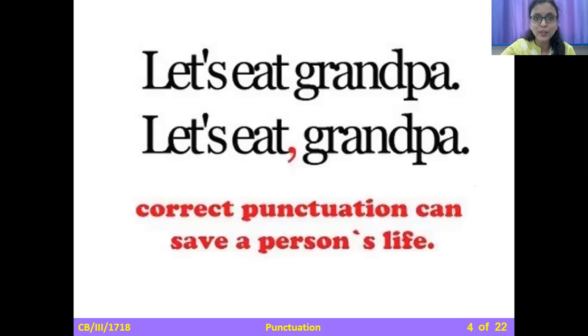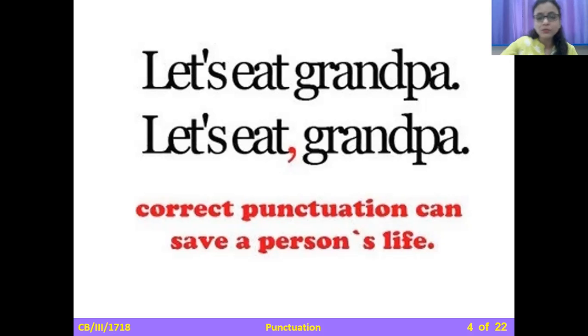Now, before we begin, look at this example. One more example showing why punctuations are important. There are two sentences given. First one, let's eat grandpa. Now look at the second one. Let's eat, grandpa. Which one is giving you the correct meaning? Yes? Right, the second one. The first one, when we read, it feels like we are going to eat grandpa himself. But the second one, we understand that we are calling grandpa for having food, right? One small comma has saved grandpa, isn't it? Yes, that is how important punctuations are.